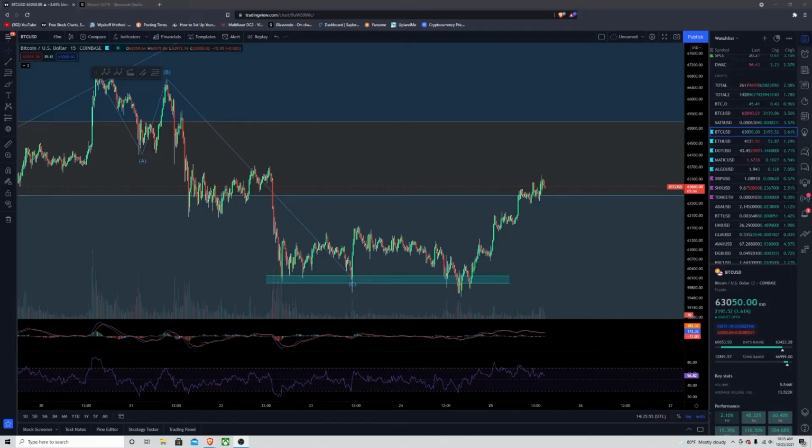This is exactly how we knew that $30,000 was the bottom for Bitcoin. And similarly, this is how we knew that 60,000 was the new local bottom.